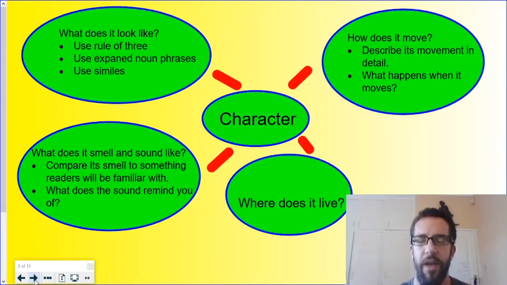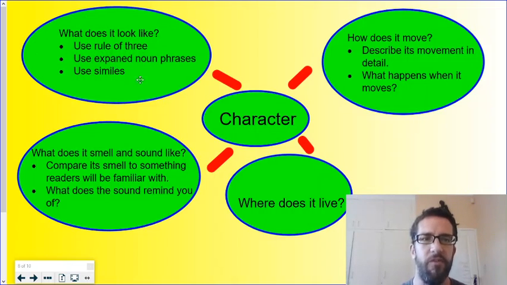So the next thing we're going to look at now is brainstorming, right? And this is nothing new. It's where we take something and we start putting down our ideas. So for example, we're going to start now with our character in the middle, and we're going to look at all the descriptive techniques we looked at.